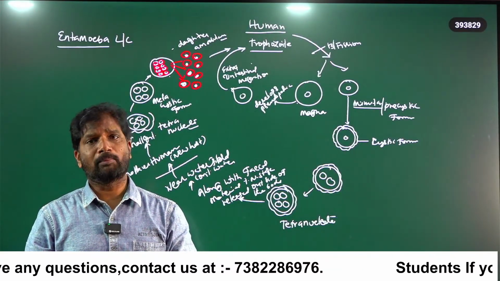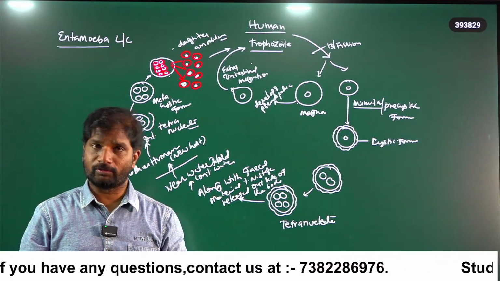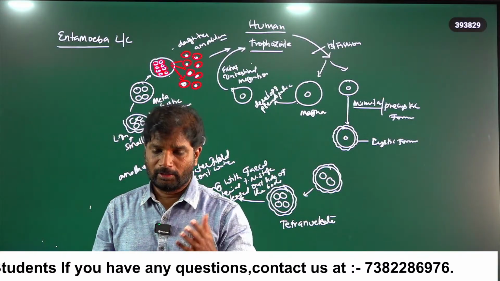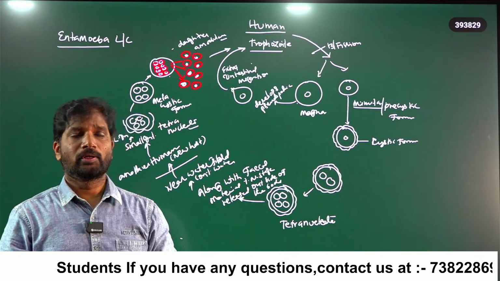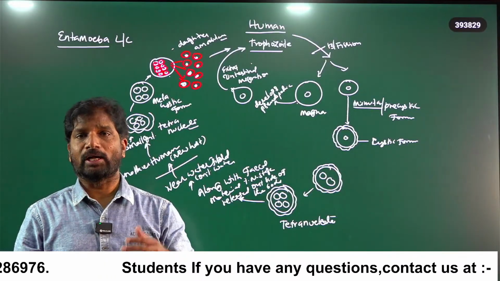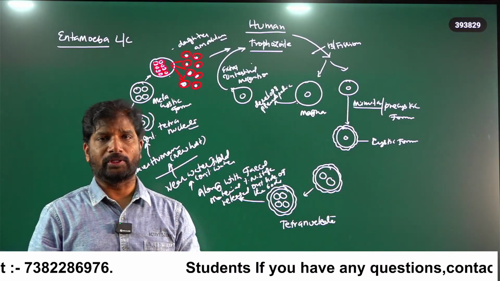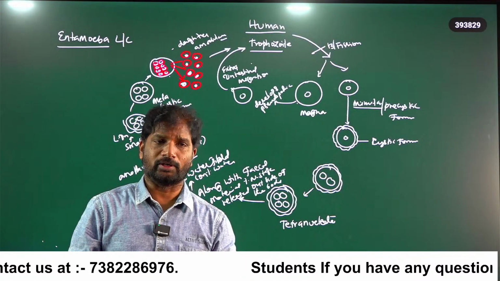There are also helminthic parasites. Helminthic parasites also cause infectious disorders, for example Taenia solium, Ascaris lumbricoides, as well as Wuchereria bancrofti. They also cause infectious disorders.